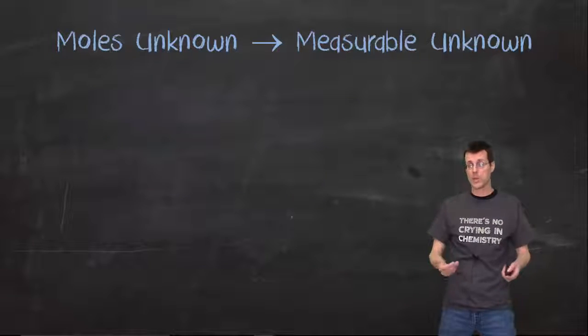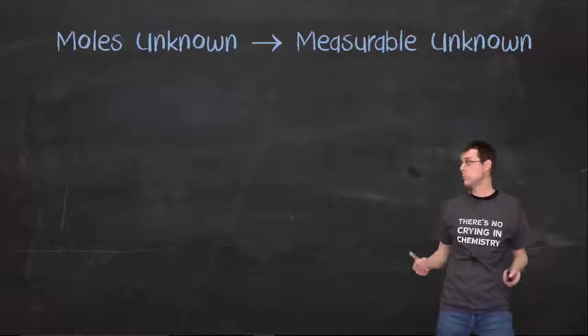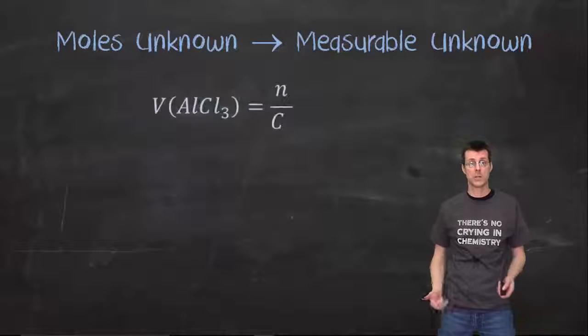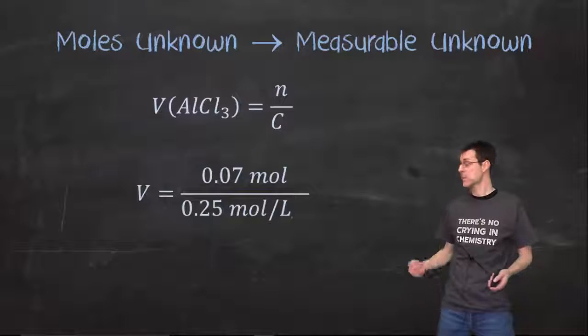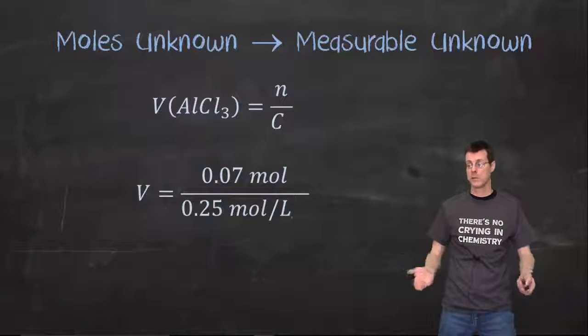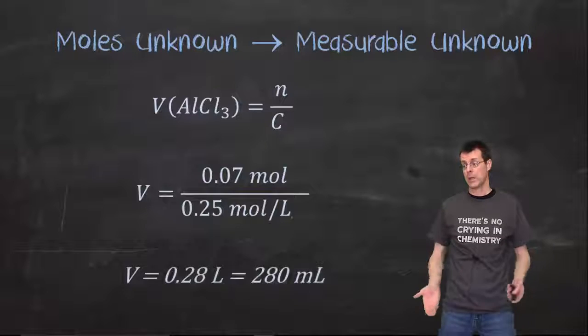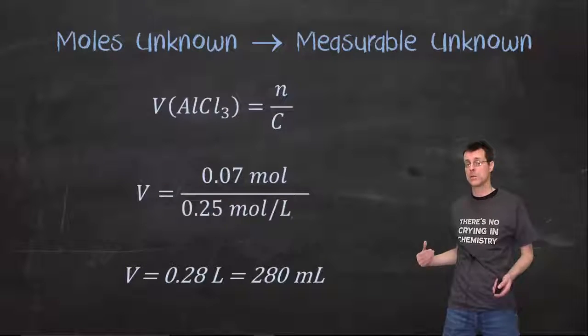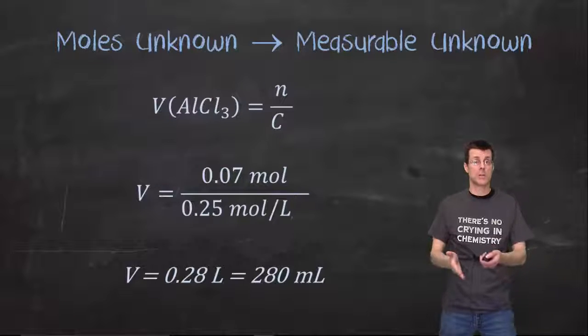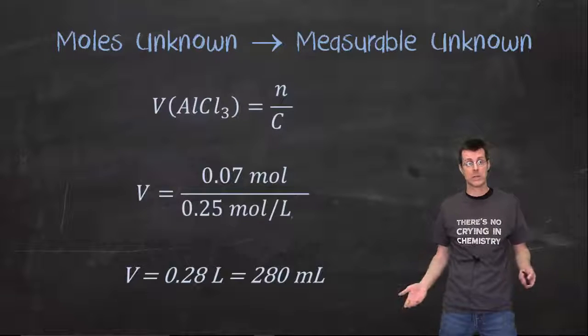That's not where I want to stop though. I want to stop at a volume, which is my measurable of the unknown. Volume is number of moles divided by concentration. In this case, the number of moles, previous step, concentration from the question, and my final answer. I could leave it as liters, I could convert it to milliliters. Doesn't really matter as long as I'm clear in my unit that I've labeled it as.